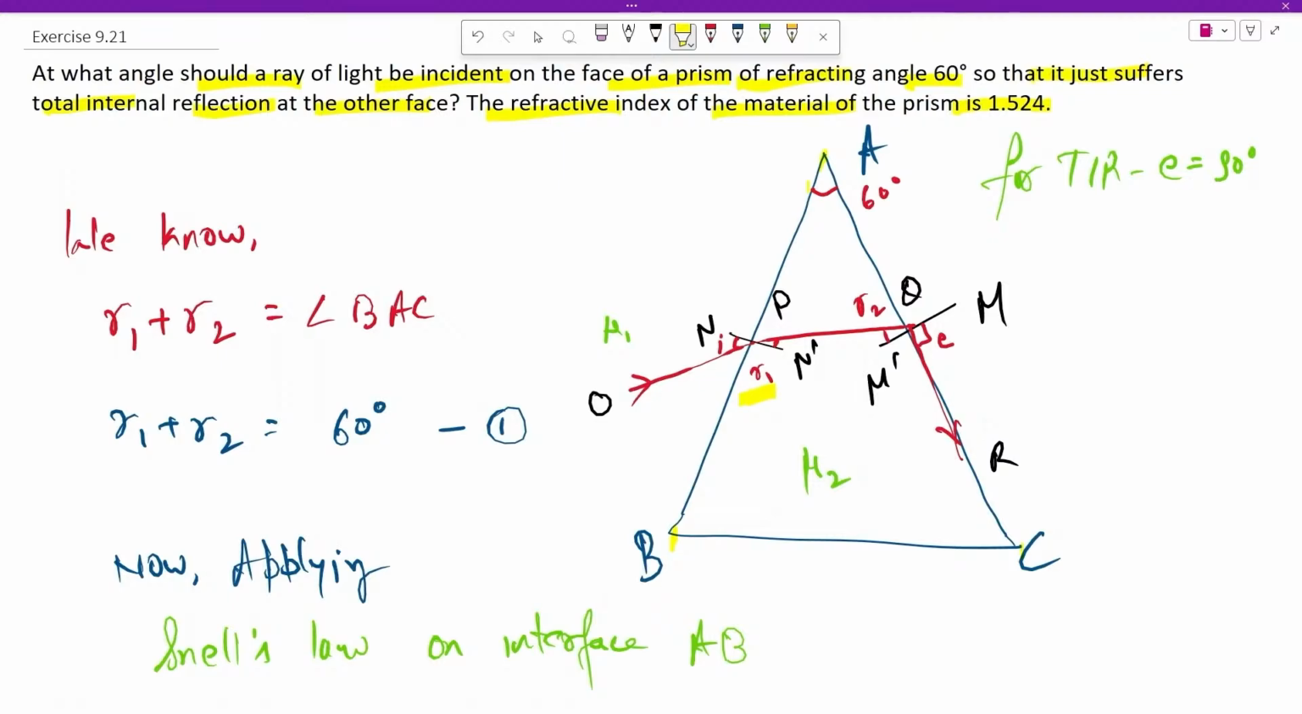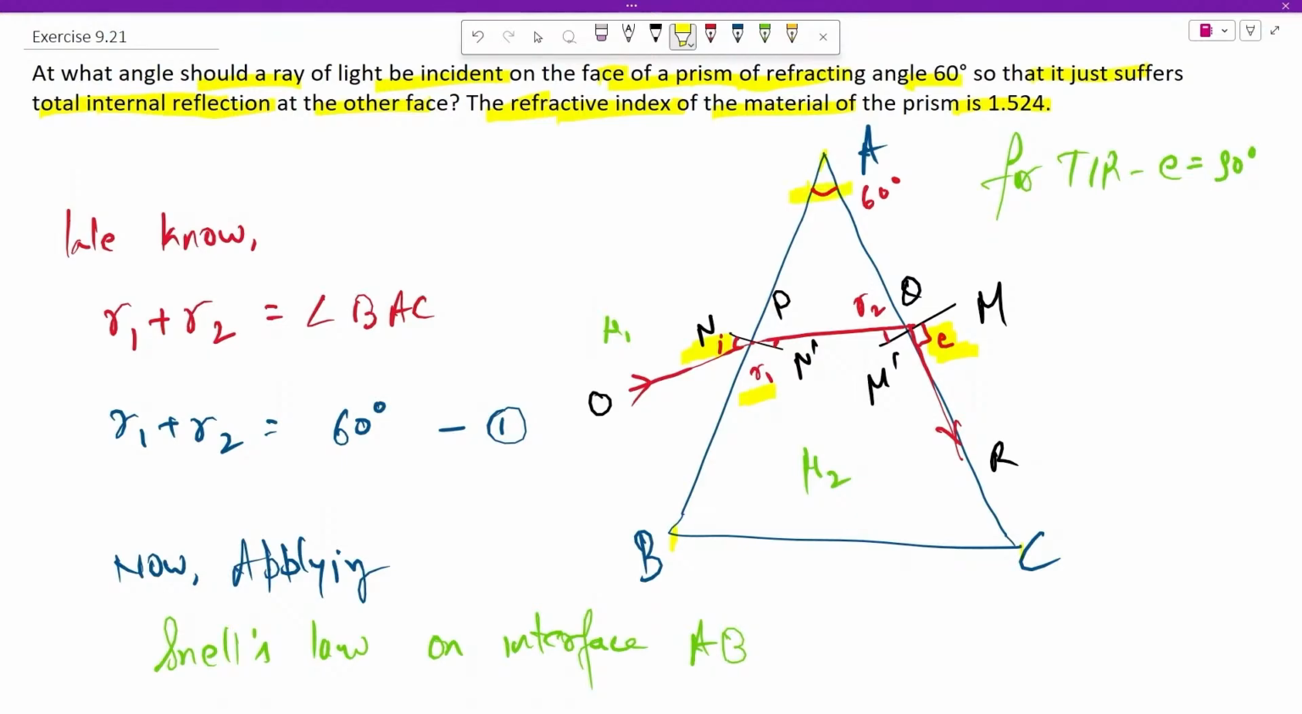Now in our question it is said that on the second face it should reflect such that total internal reflection happens, or the angle of emergence should be equal to 90 degrees. So for that condition we have to find out what would be the value of I. So we know in a prism the angle between two faces is called the angle of the prism, and it is given over here that it is 60 degree.